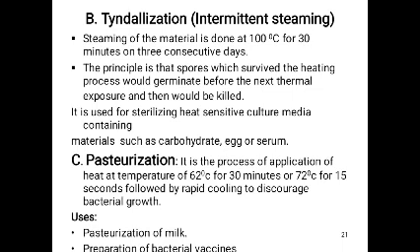C. Pasteurization. Pasteurization is the process of application of heat at a temperature of 62 degrees centigrade for 30 minutes or 72 degrees centigrade for 15 seconds, followed by rapid cooling to discourage bacterial growth. Uses: pasteurization of milk, preparation of bacterial vaccines.